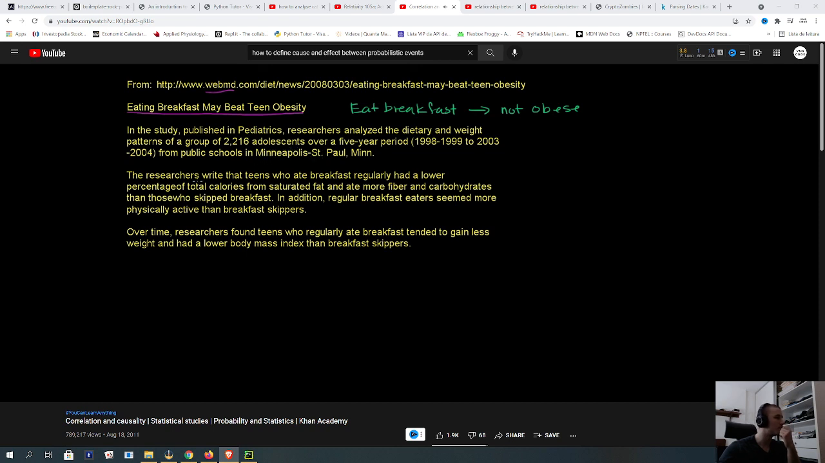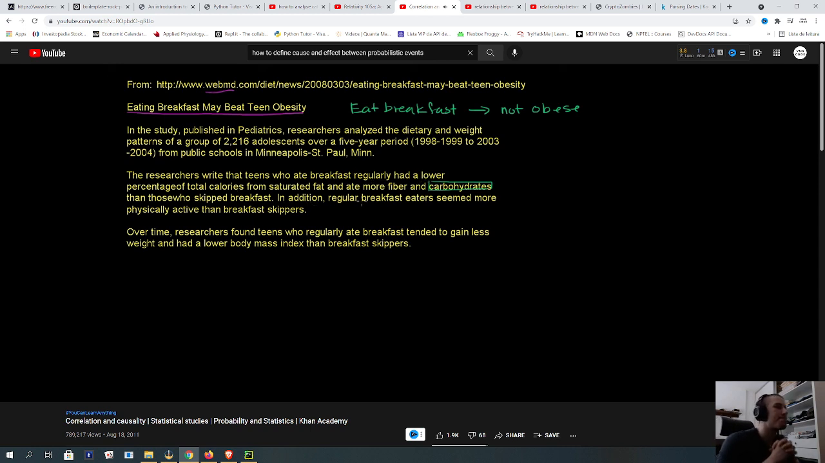But then they go on to say the researchers write that teens who ate breakfast regularly had a lower percentage of total calories from saturated fat and ate more fiber and carbohydrates than those who skipped breakfast. And to some degree, this first sentence is obvious. Breakfast tends to be things like cereals, grains, you eat syrup, you eat waffles. That all tends to fall in the category of carbohydrates and sugars. And frankly, that's not even necessarily a good thing. Not obvious to me whether bacon is more or less healthy than downing a bunch of syrup or Fruit Loops or whatever else. But we'll let that be right here.